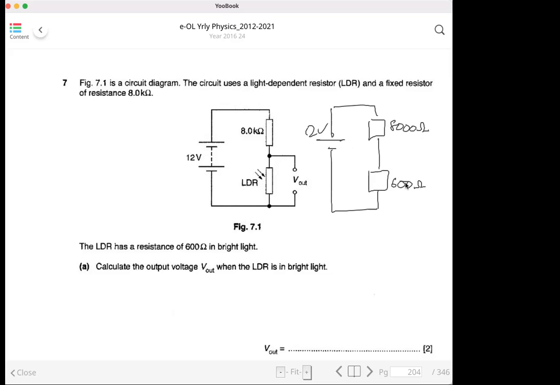Next, you know the point below here is 0 volt. Okay, to find the potential of this point here, you need to use 600 over the total. The total is 8600, multiplied by the entire EMF, which is 12 volt. Is that clear? So 600 over 8600 times 12. And because you can see over here in the question, everything is to 2SF. Okay, this one is 2SF.